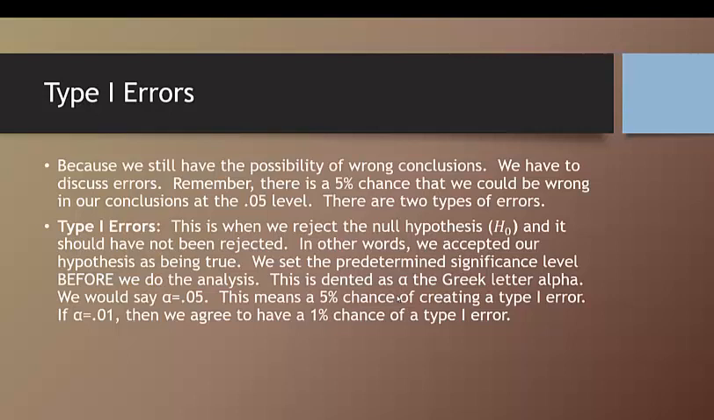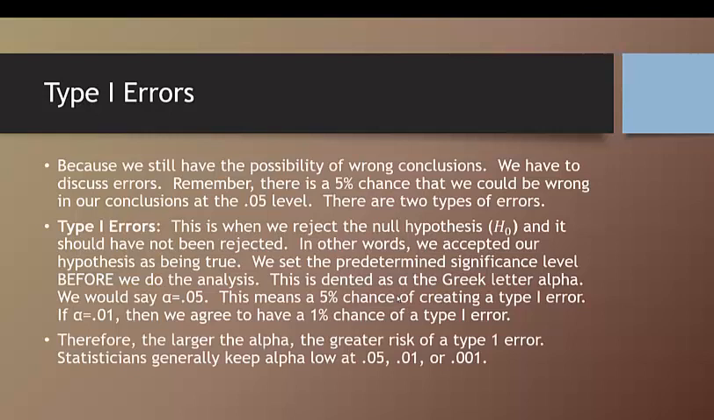This is indicated by the Greek letter alpha, which looks kind of like a fancy A. So we would say that our alpha is at 0.05. This means that we have a 5% chance of creating a type 1 error. If our alpha were at 0.01, then we agree to have a 1% chance of creating the type 1 error. And again, what the type 1 error means is that we rejected our null hypothesis when we should have accepted it, and there was no significant difference, even though we think we found one.